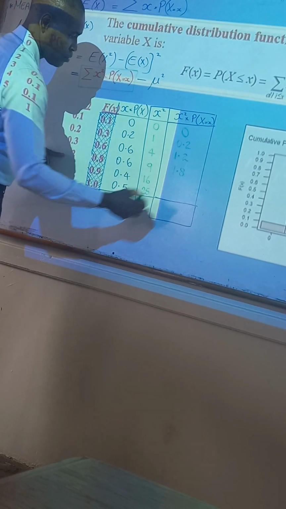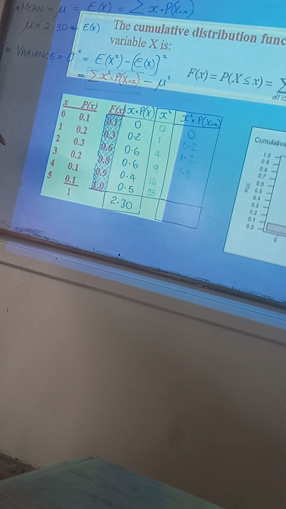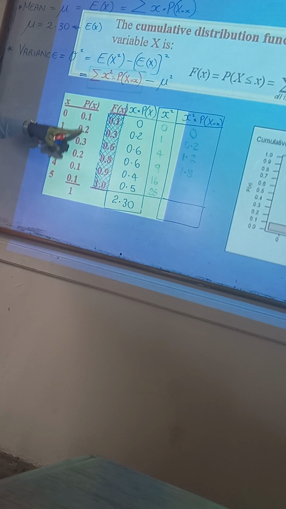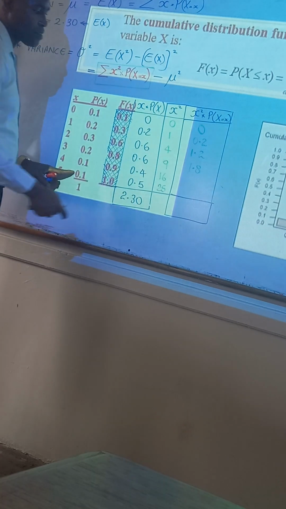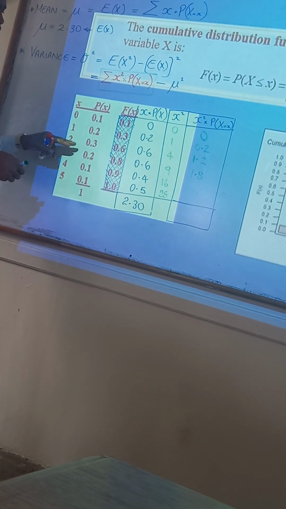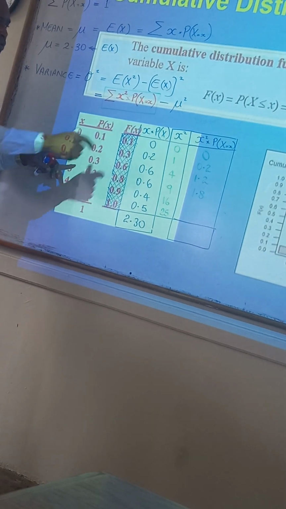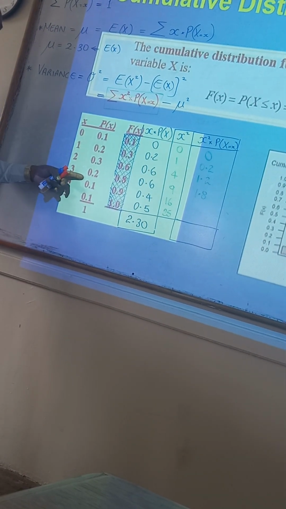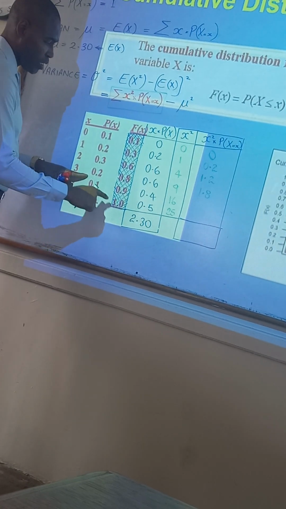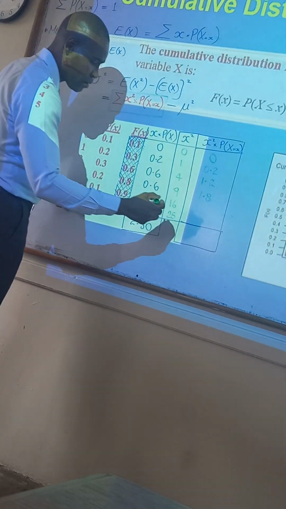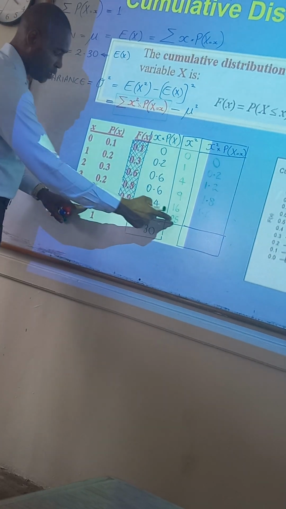Wait, a second here. The 0.2 times 1 is 0.2. Isn't it 0.6 times 4? Oh, right here, these are my probabilities. We're going to use those to multiply by the x values. Remember, it's x squared, so the x squared value times the probability. Now, the next one is 9 times 0.2, then 16 times 0.1, and then 25 times 0.1.